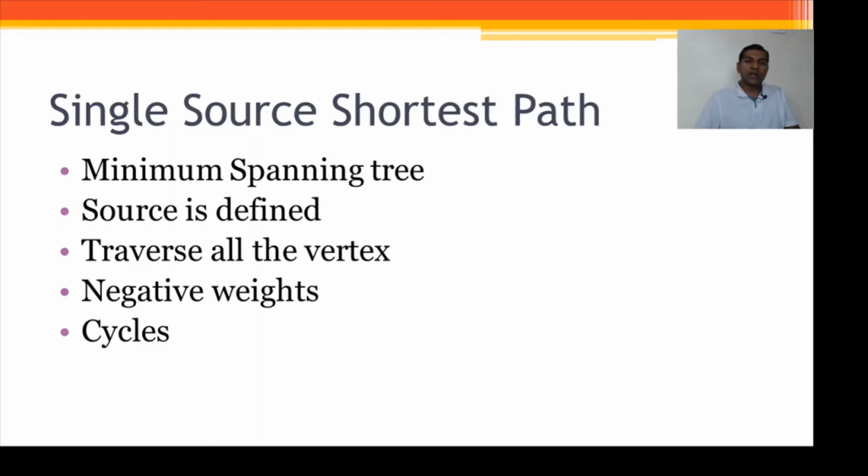The source is already defined, from where we are supposed to start the algorithm, and it will be provided by the user. Traversing all the vertices is the task. Then negative weights are used. In some algorithms those are not valid, in some algorithms those are valid. Cycles should not be present since this is a minimum spanning tree, so we should avoid the cycles within the graph, and we will try to avoid it.